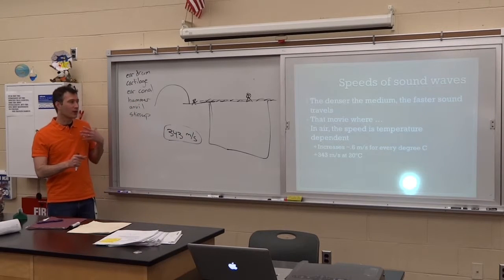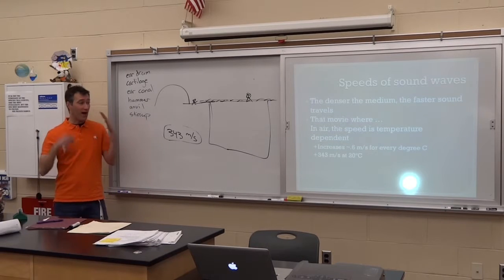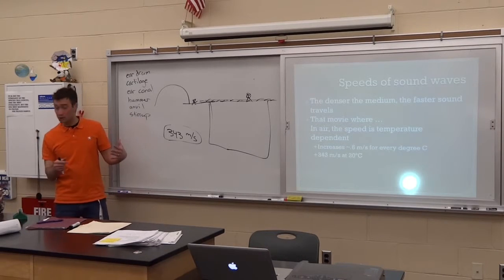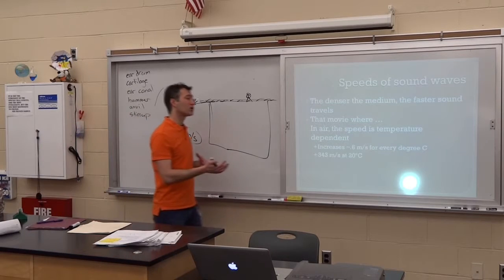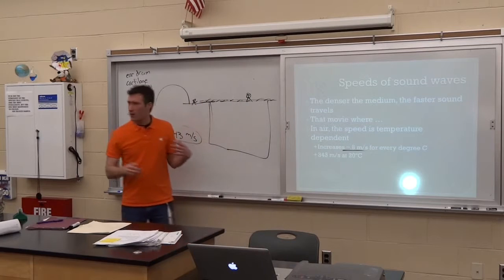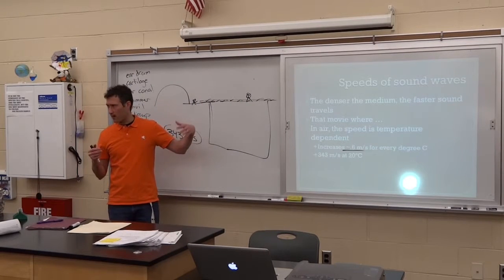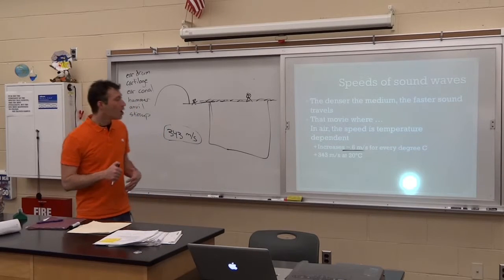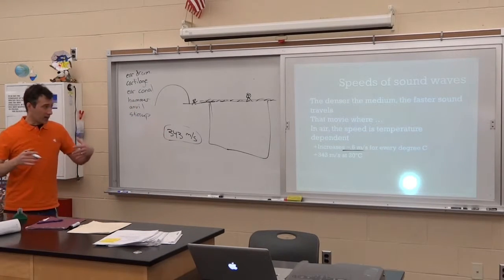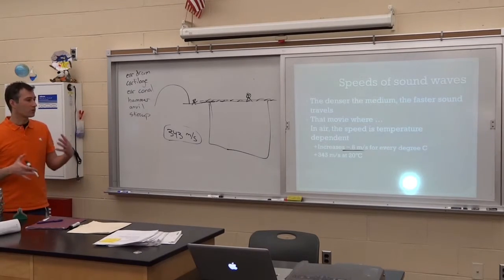That's actually only true for room temperature air, so like 20 degrees Celsius. If we have hotter air, it travels a little faster. If we have colder air, it travels a little slower. You don't need to memorize this, but every degree Celsius we go up, the speed changes by about a half of a meter per second. So the air in an oven is going to have a way faster speed of sound than room temperature air.